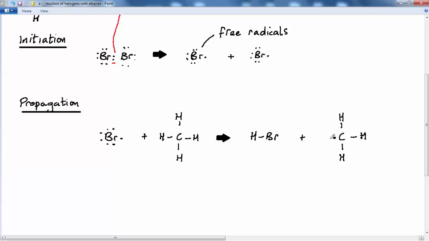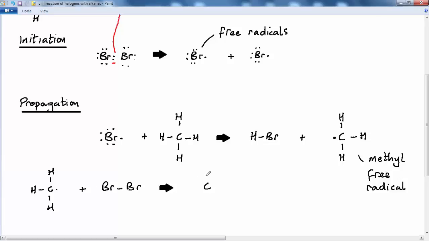This now is a free radical. This is called the methyl free radical, and it's not happy. It doesn't want this unpaired electron. It wants to pair that up with something to get a more stable configuration. So this will attack the bromine molecule. It will grab one of the electrons from this covalent bond to form CH3Br, which will leave us with another bromine free radical, which in turn can go on to react with another methane molecule, and so on and so on.